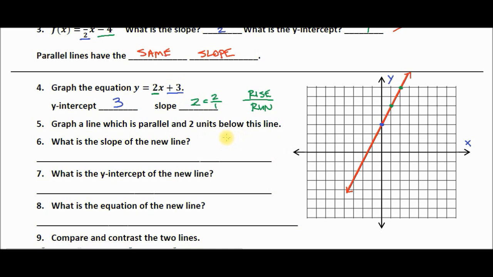All right, question number 5. Graph a line which is parallel and 2 units below this line. Well, we got to figure out some things here. We know it's going to be parallel. I should put that in red. We know it's going to be parallel, so you should know that parallel lines have the same slope, which means the slope of the new line is going to be 2. Right, so the slope of the new line is going to be 2, or, of course, 2 over 1.